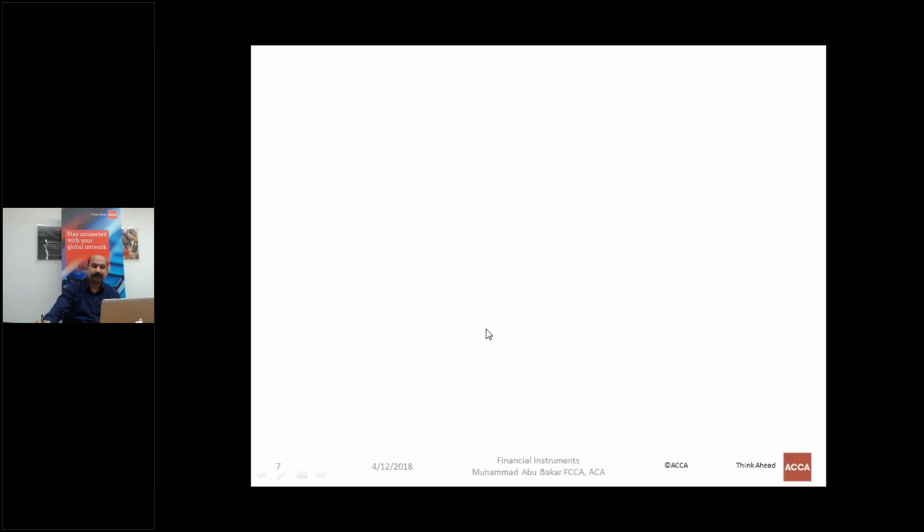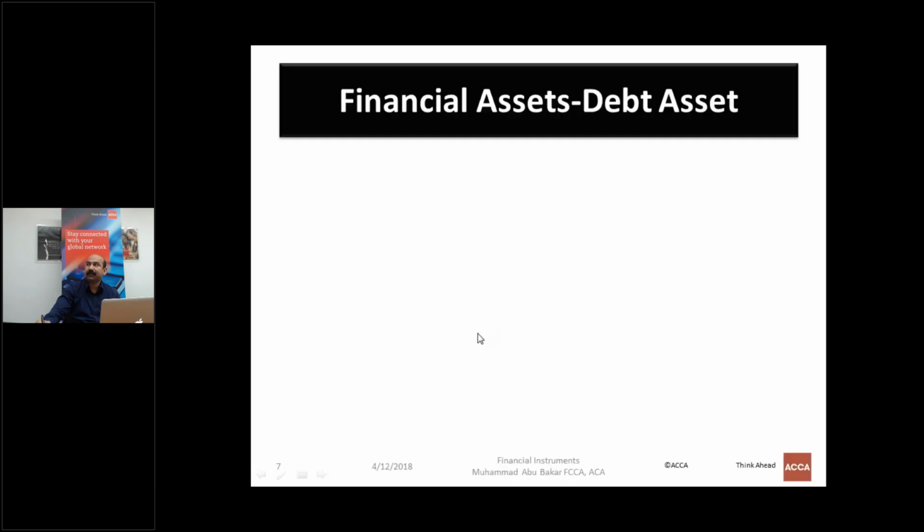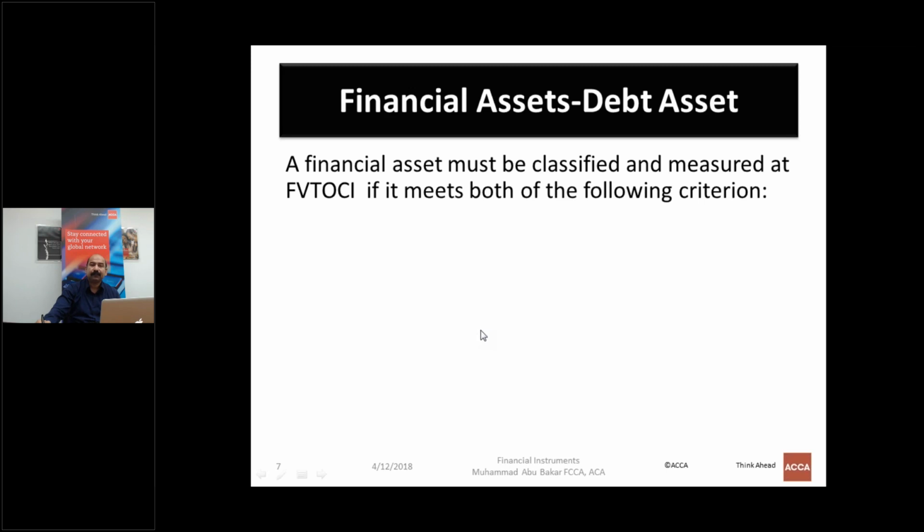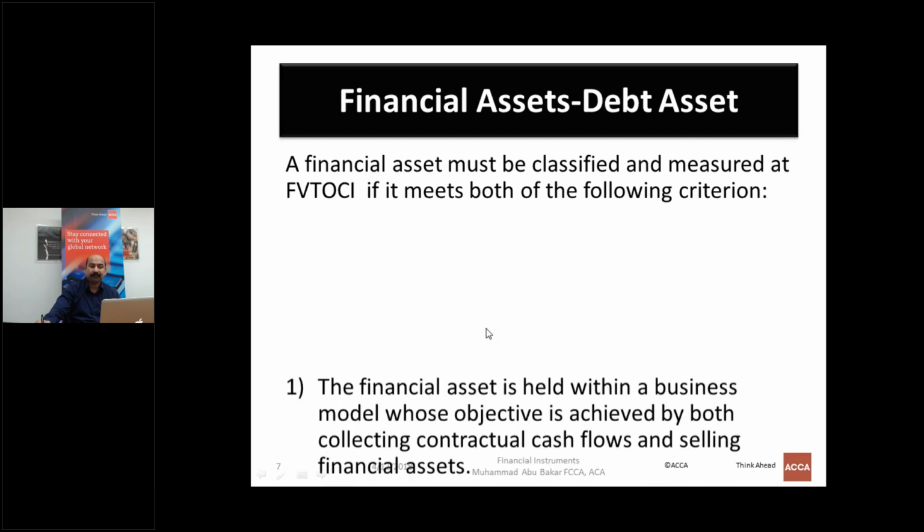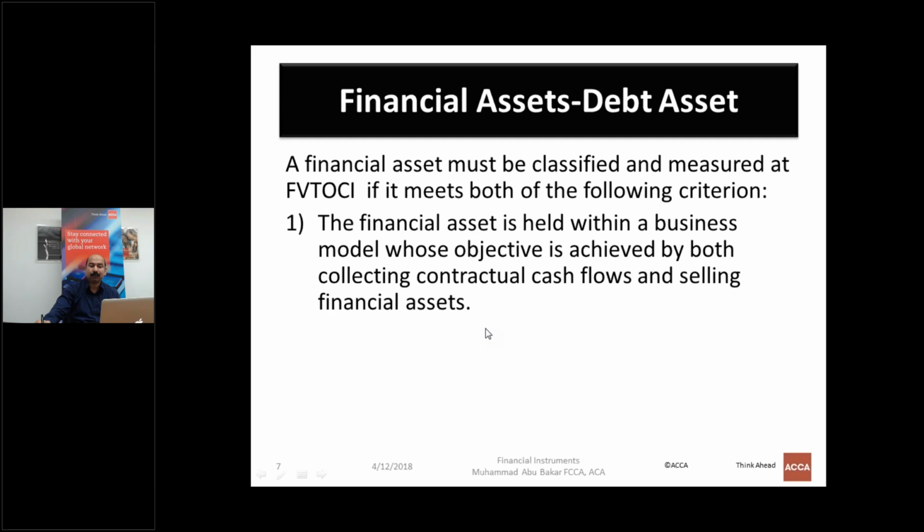And a financial asset must be classified and measured at fair value through other comprehensive income if it meets both of the following criteria. Number one, the financial asset is held within a business model whose objective is achieved by both collecting contractual cash flows and selling financial assets. Number two, the contractual terms of the financial asset give rise on specified dates to cash flows that are solely payments of principal and interest on the principal amount outstanding.